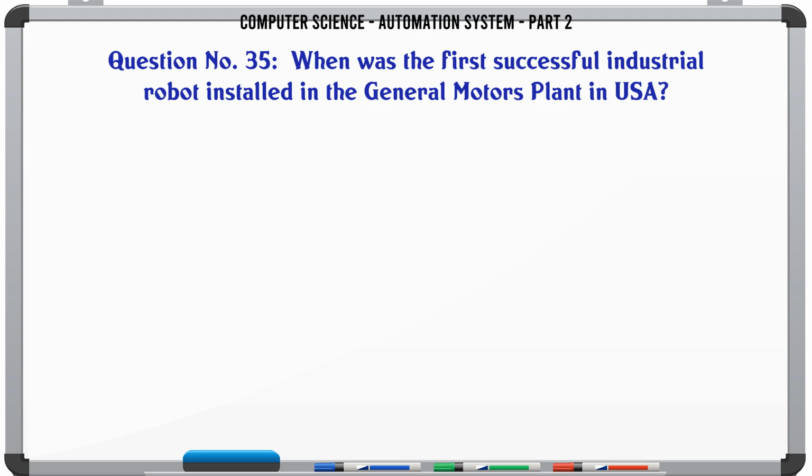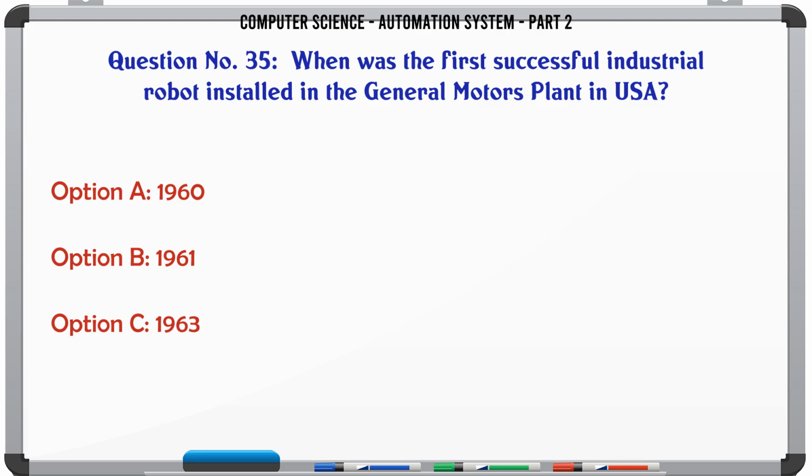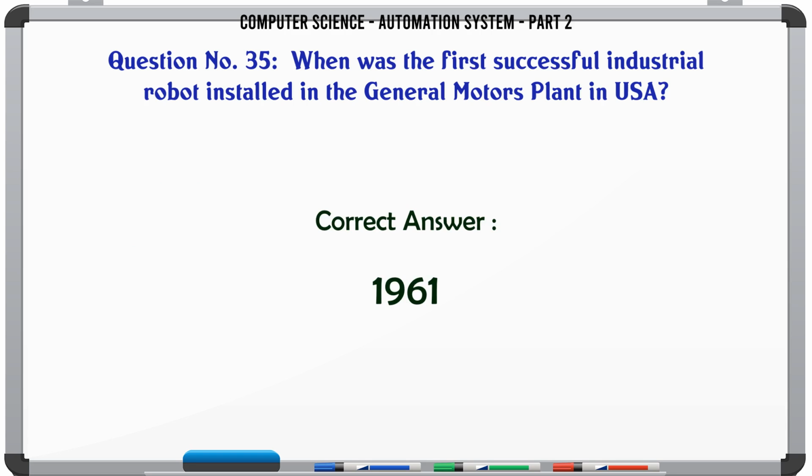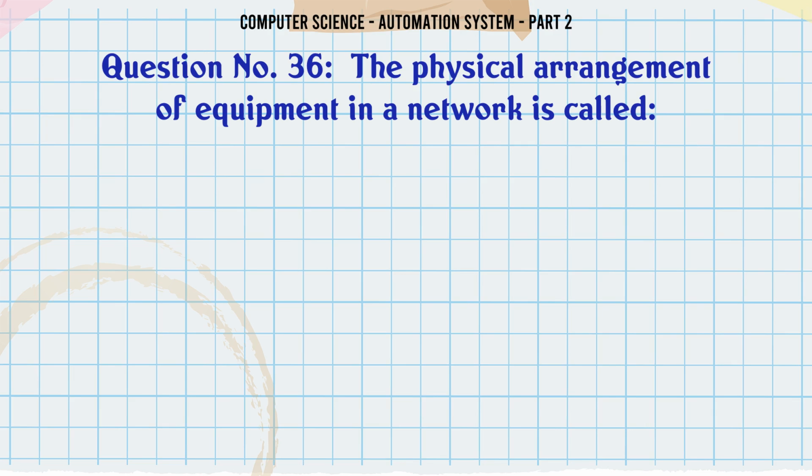When was the first successful industrial robot installed in the General Motors plant in USA? A. 1960. B. 1961. C. 1963. D. 1967. The correct answer is 1961.